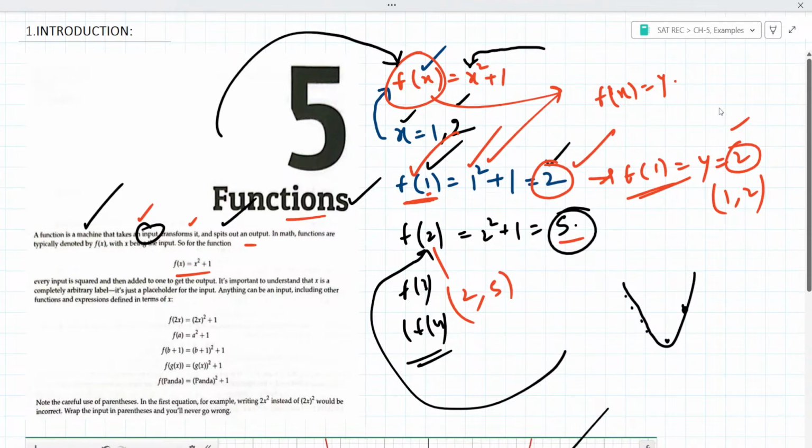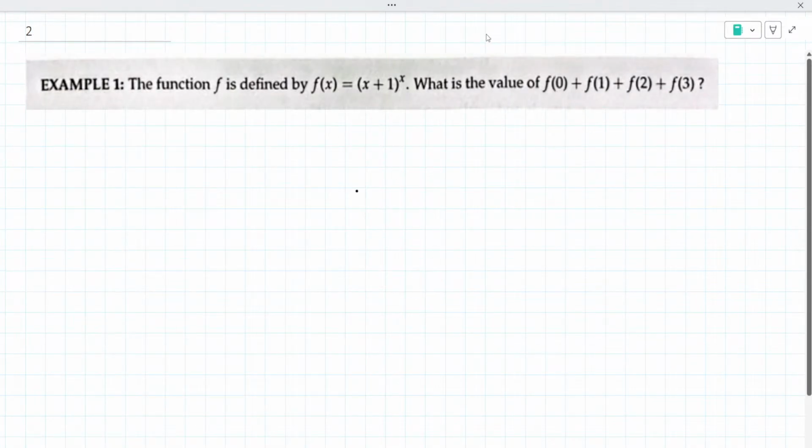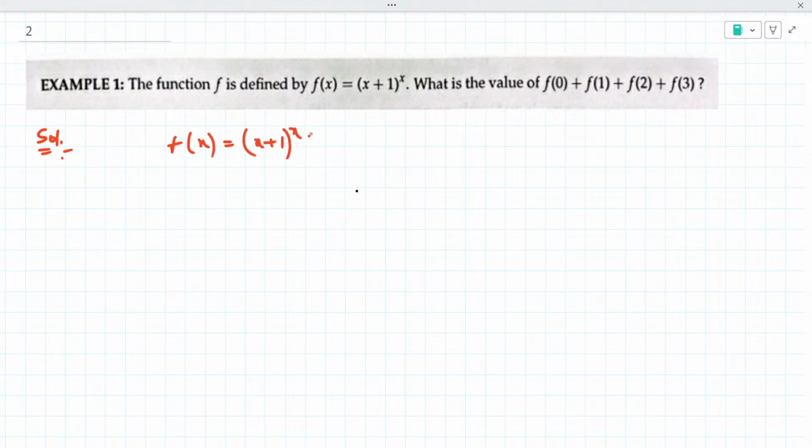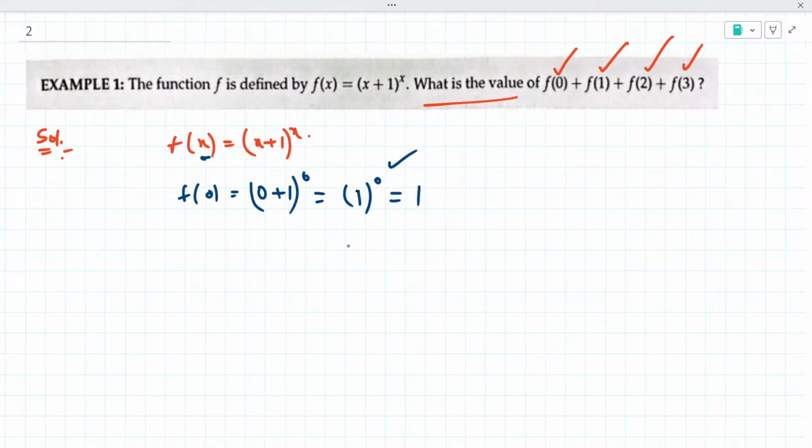That's it. Now let's get deeper. Let's try to solve the question we solved now. The function f is defined by f of x equals (x plus 1) to the power x. What is the value of f of 0? They've given some inputs to us. When f of 0, x equals 0, the input x is 0. Just substitute 0 in the place of x. What are you going to get? Anything raised to the power of 0 is 1. So you're going to get 1.